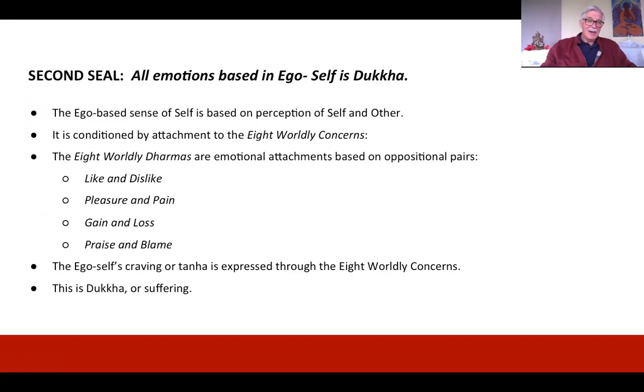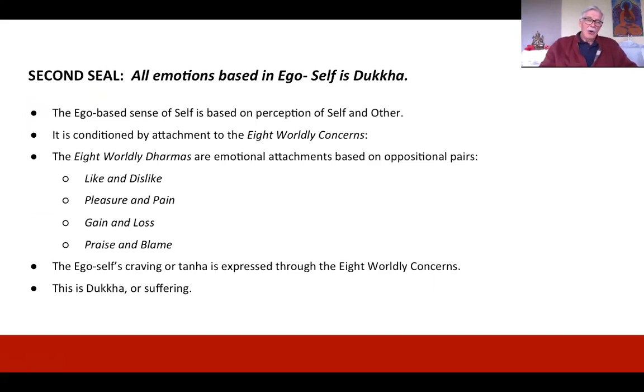Let me go through the 8 worldly concerns. I think these are genius. This is called the 8 worldly dharmas or the 8 worldly winds. To me, this is the software program which is organizing our ego-based consciousness. And I've spent a lot of time considering this, and you should too. So it's 8 ideas, or rather 4 oppositional pairs.